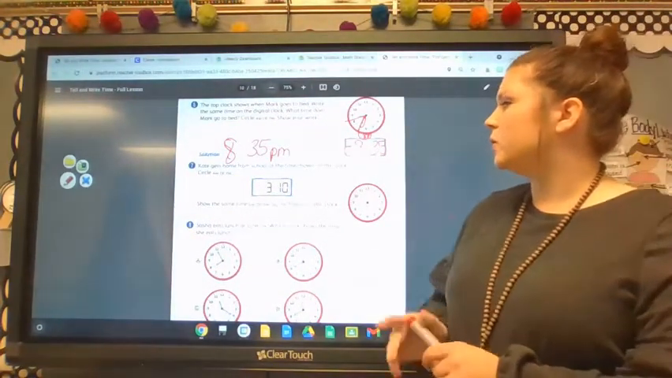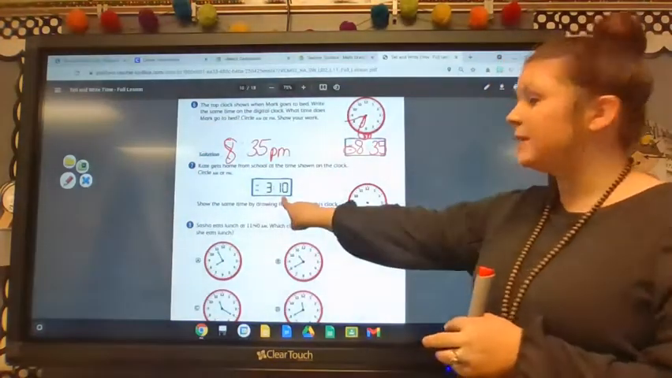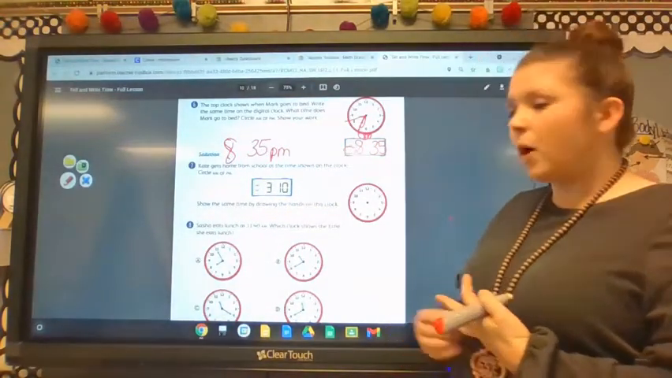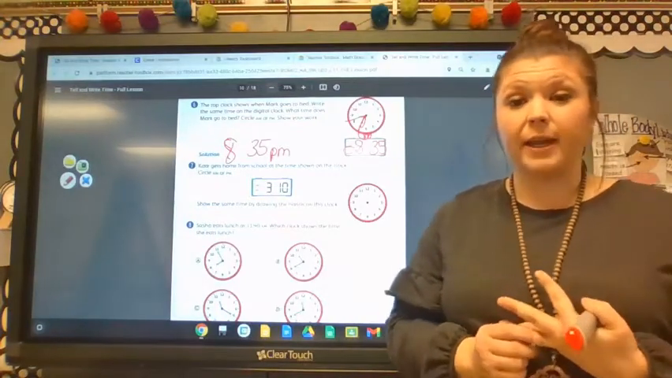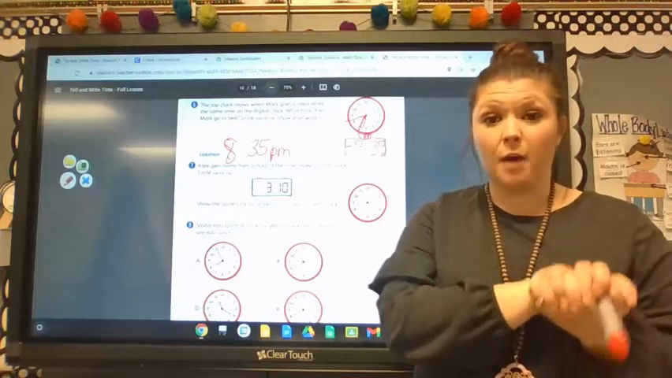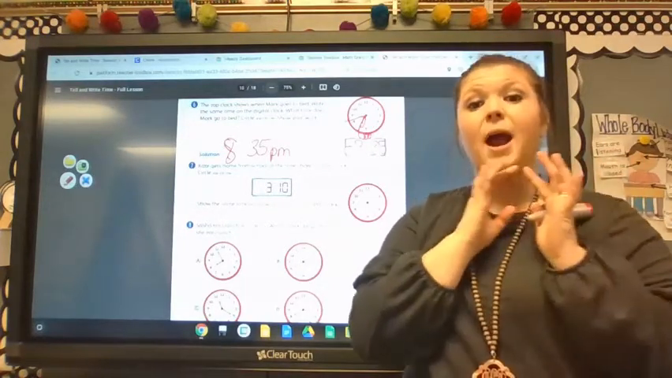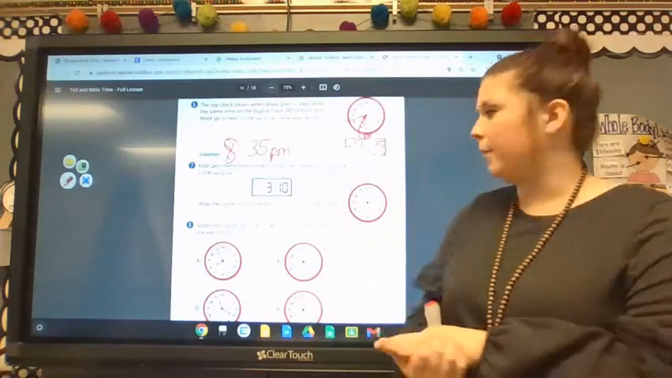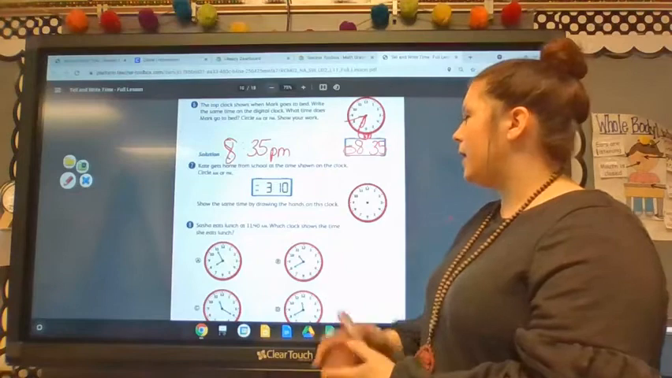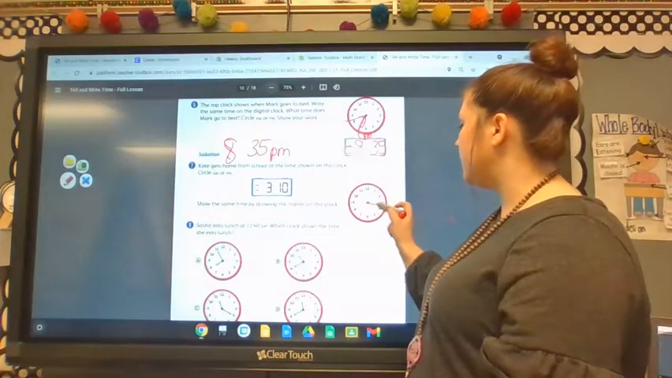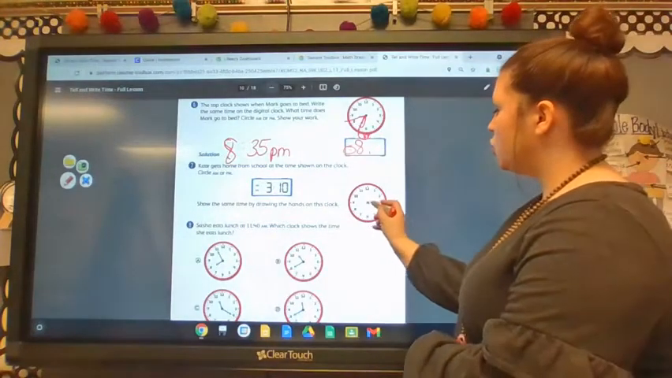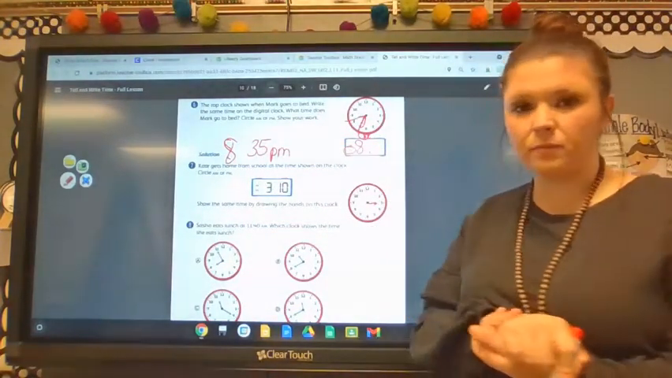Kate gets home from school at the time shown on the clock. This is a digital clock here. Circle AM or PM. So what we're doing now is practicing that learning target of writing and telling time from a digital clock and writing it as analog clock time, okay? So the time is 3:10. So our hour hand is going to point at the 3, okay? And we need to make sure that we draw our hour hand shorter than our minute hand.